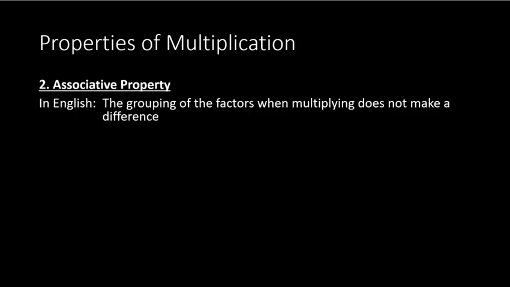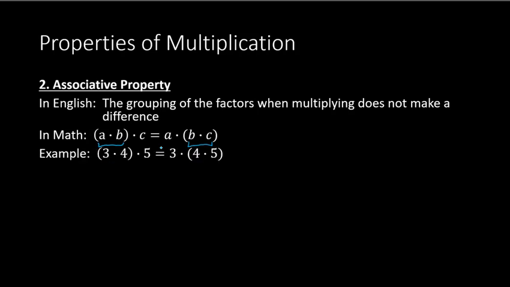Next we have the associative property, and this one as well we saw with the addition properties. And in English, we can say that the grouping of the factors when multiplying does not make a difference. So for example, if you had 3 numbers multiplied together, we'll call them A, B, and C. It doesn't matter if you group together A and B and multiply those first, or if you multiply B and C first and then multiply A at the end. So it doesn't matter the way in which we group together the numbers.